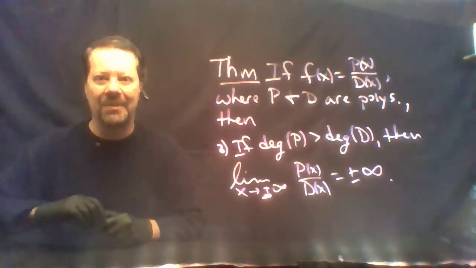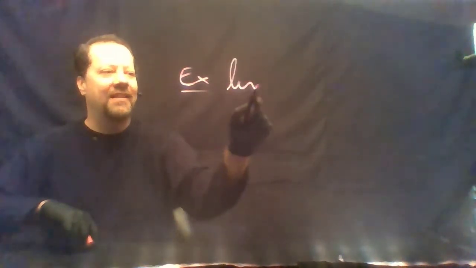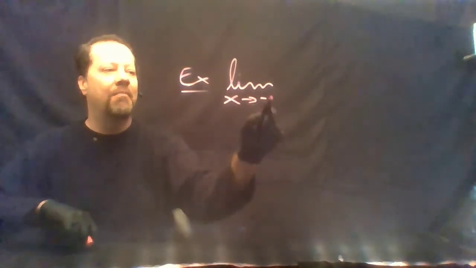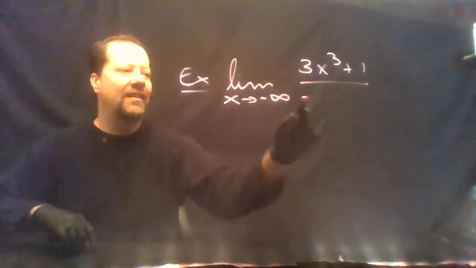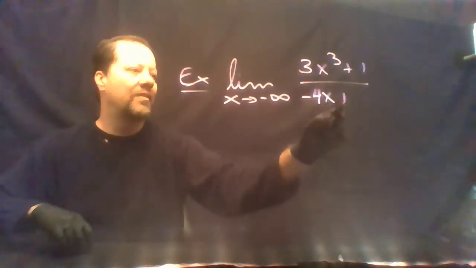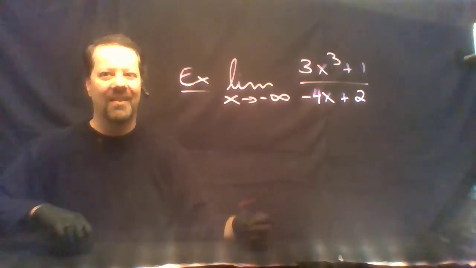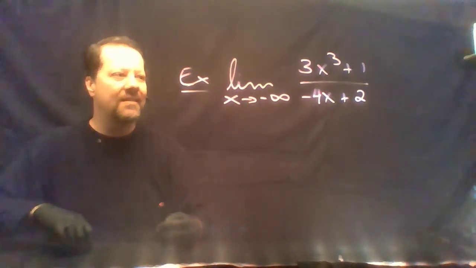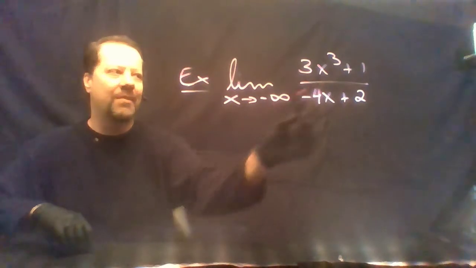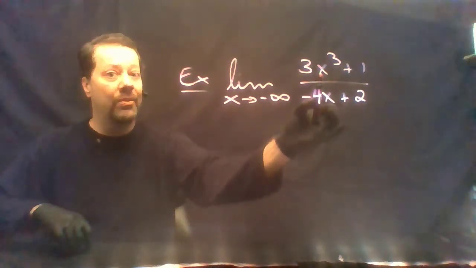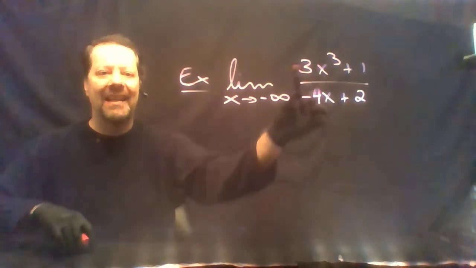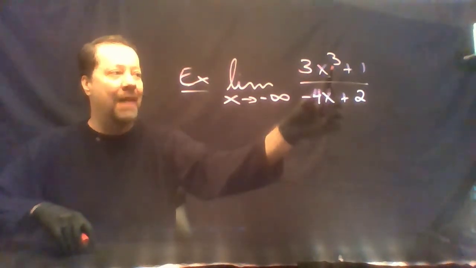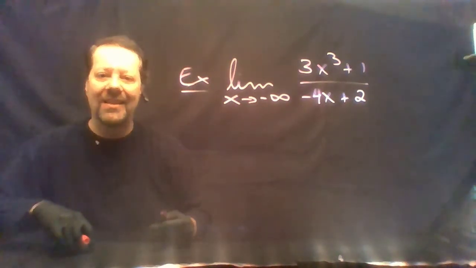Let's look at an example. Let's suppose we're taking the limit as x goes to minus infinity, and let's have 3x cubed plus 1 over negative 4x plus 2. We need to be very careful in this analysis. We're plugging in negative huge numbers, and negative huge cubed is still negative and even more huge. Times 3, negative huge. The top is bigger. The top is going to win the race to infinity.